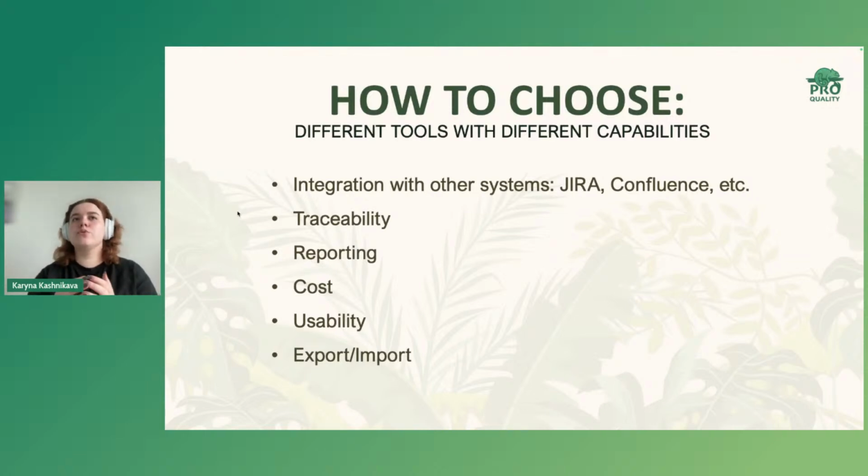And the last thing you need to understand during selecting the test case management system: you need to take into account the next parameters. Does this test case management system have integration with systems which you use on your project, for example, with Jira, with Confluence, and so on. Also, traceability capabilities are important. Reporting, cost of this test management system, usability of the management system, and export and import functionalities.